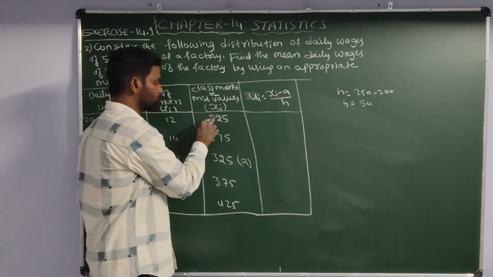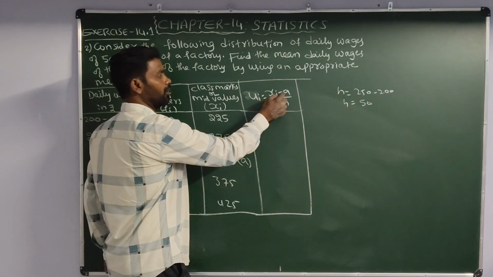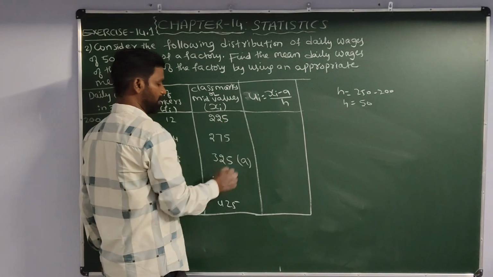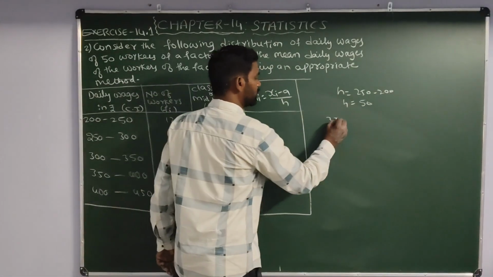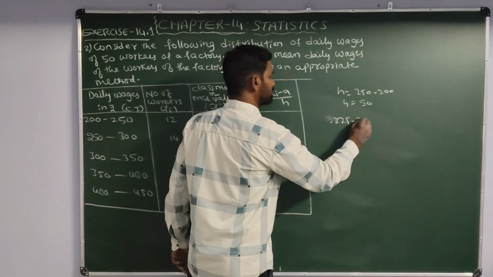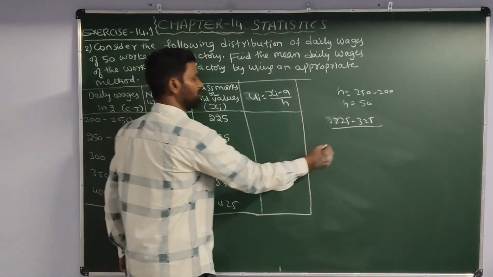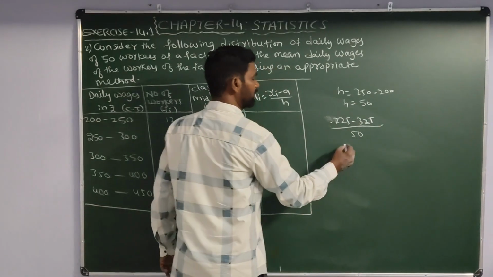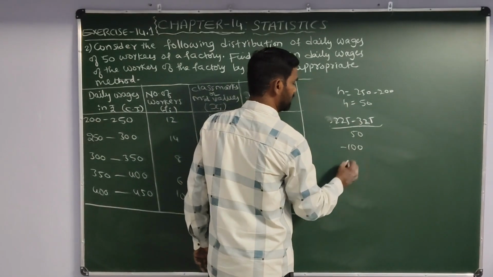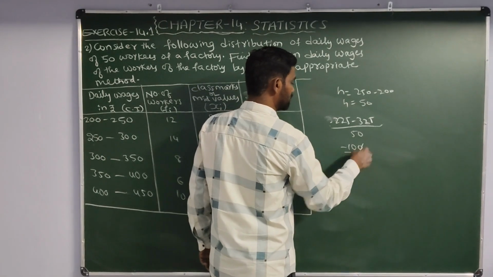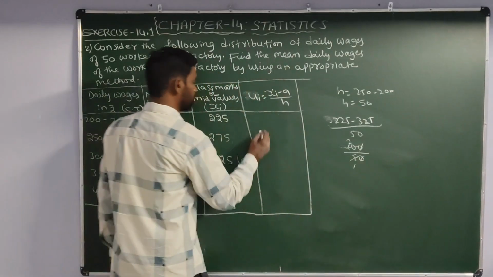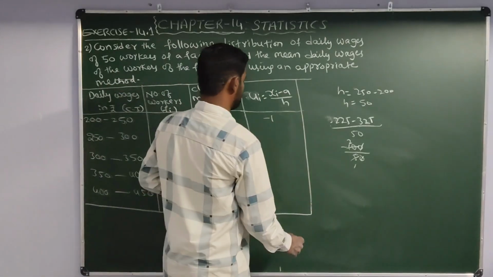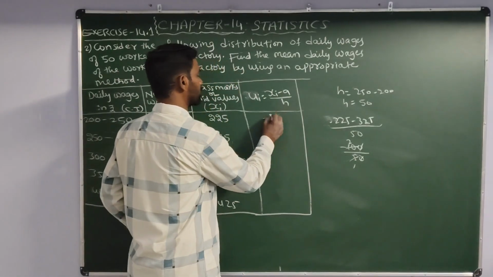According to this formula, the first Xi value is 225, minus 325, that is 225 minus 325 by H value. What is H value? It is 50. So 325 minus 225 is minus 100, divided by 50. So this and this cancel, 5 ones are, 5 twos are. So here we get minus 2.